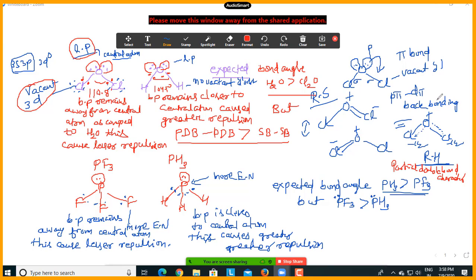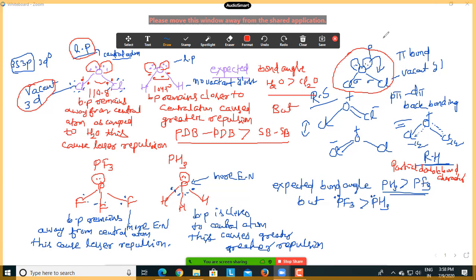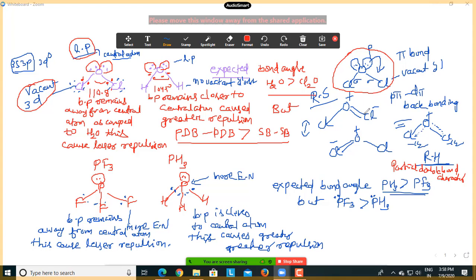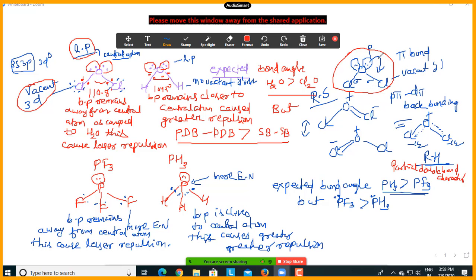This is called back bonding because this is already having an octet. See, 7 plus 1, octet complete. In oxygen 6, octet. In chlorine, octet complete. If octet is already complete, then it is giving electron and forming an extra bond. Okay, so it is making a bond from the backside door, not as per the rule. So it is making an extra bond. So that's why it's called back bonding.